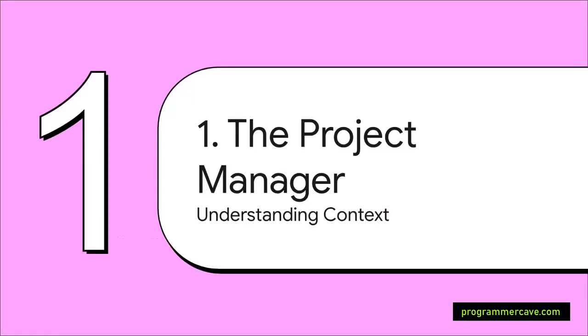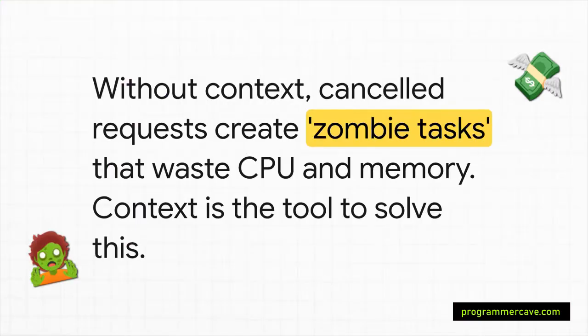We're going to see what it actually does and why it is so critical for preventing your applications from just falling over. Because what happens if you don't have a project manager? Well, that background task we talked about, it just keeps on chugging along, burning CPU cycles, holding on to memory long after anyone cares about the result. We call these zombie tasks, and they are the silent killers of application performance. Context is the weapon we use to fight them.